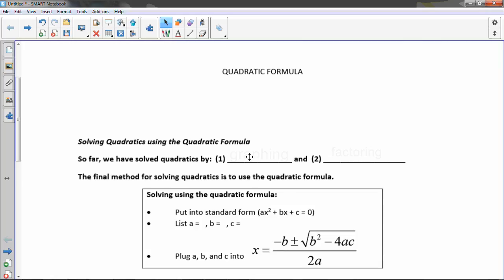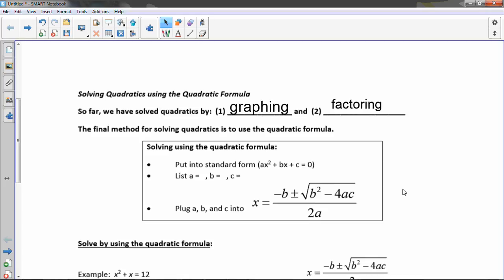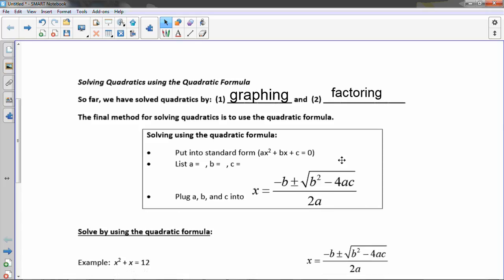So far we've solved quadratics by graphing and by factoring. The final method is the quadratic formula. This is the formula, it will be on your formula sheet. So the first step is we put it in standard form, we figure out what A, B, and C are, plug it in. This plus minus symbol means that you do it once with a plus sign, you do it once with a minus sign, and those are your two solutions.